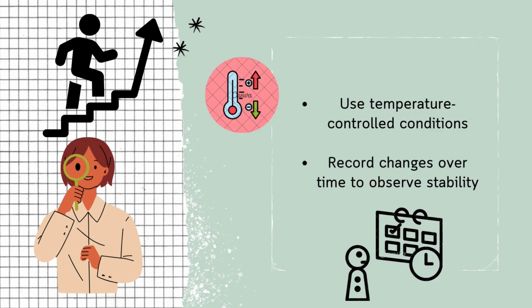Next would be to record changes over time to observe stability. Tracking how the appearance or separation of mixtures changes over several minutes could provide insight into emulsion stability or delayed solubility effects, especially for lipids that showed mild emulsification in water.